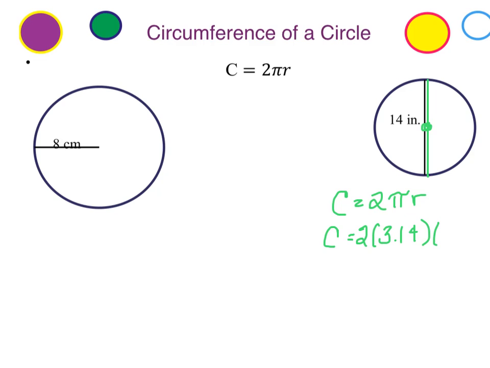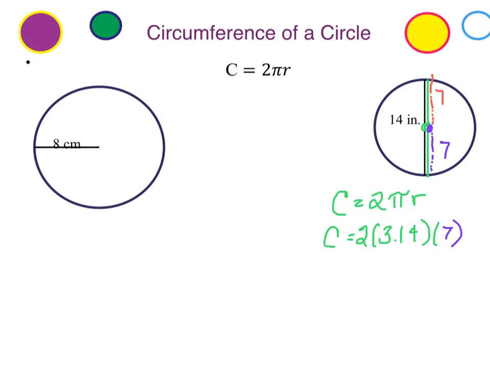Now, we need to be careful. Remember, I was given the diameter. I only want for this formula the radius. So I only want my line from the center to the outside. A radius is half a diameter. So if my diameter is 14, that means my radius is going to be 7, because 14 divided by 2 is 7. So essentially, 2 radiuses make up 1 diameter.